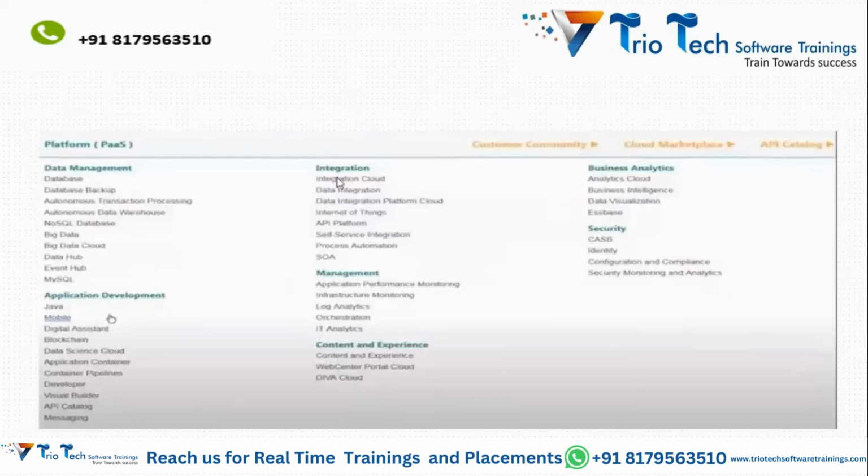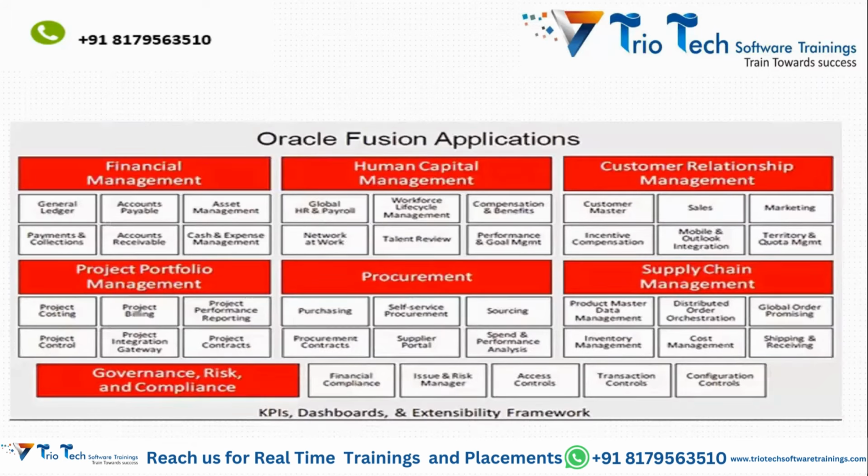All right. So moving on, this is a chart that includes, in more detail, the different kinds of applications under a particular product family. Like financial management: the different kinds of application are general ledger, accounts payable, asset management, payments and collections, accounts receivable, cash and expense management, and many more. These are just a few major ones outlined here.